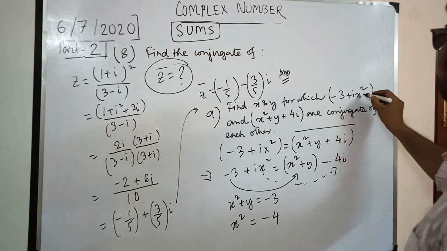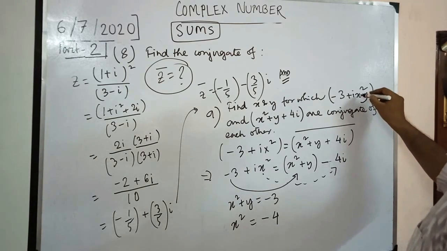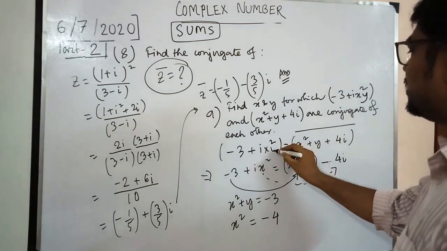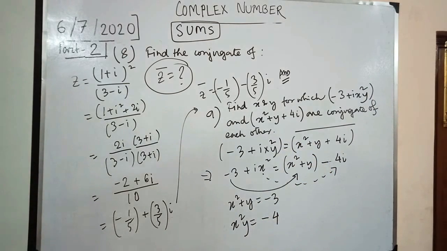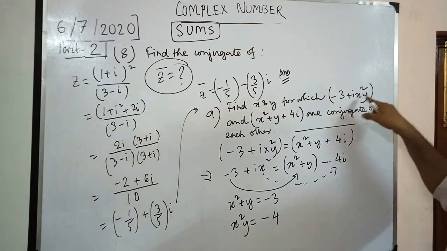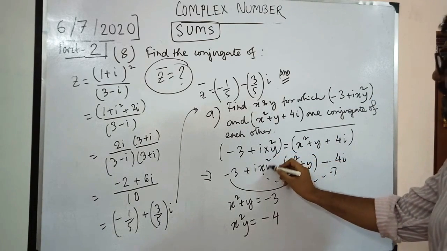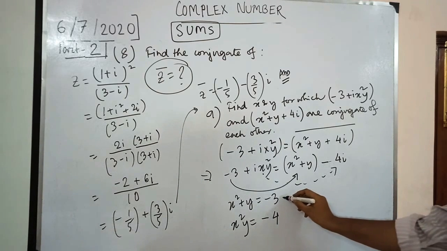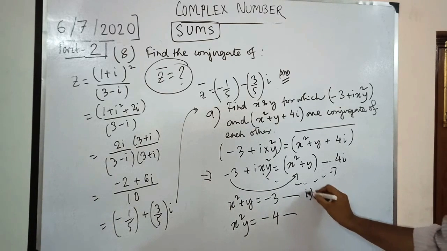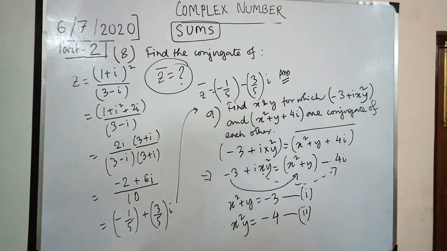Okay, I made a mistake over here. I copied it wrong. It should be i x square y. Okay. So that means here x square y is equal to minus 4. That means I missed this y. So it will be y over here. So x square y will be equal to minus 4. So these are the two basic equations we get. One is x square plus y equals to minus 3, another one is x square y equals to minus 4.